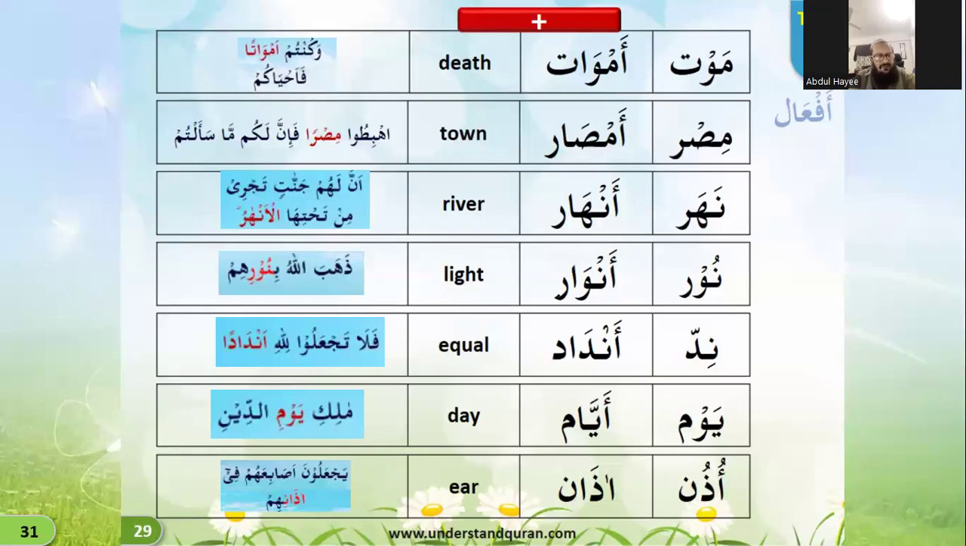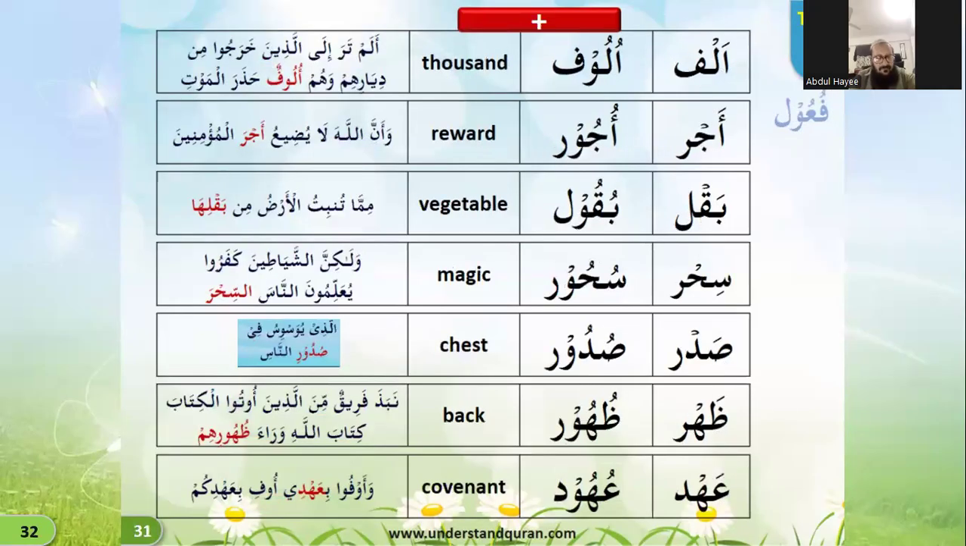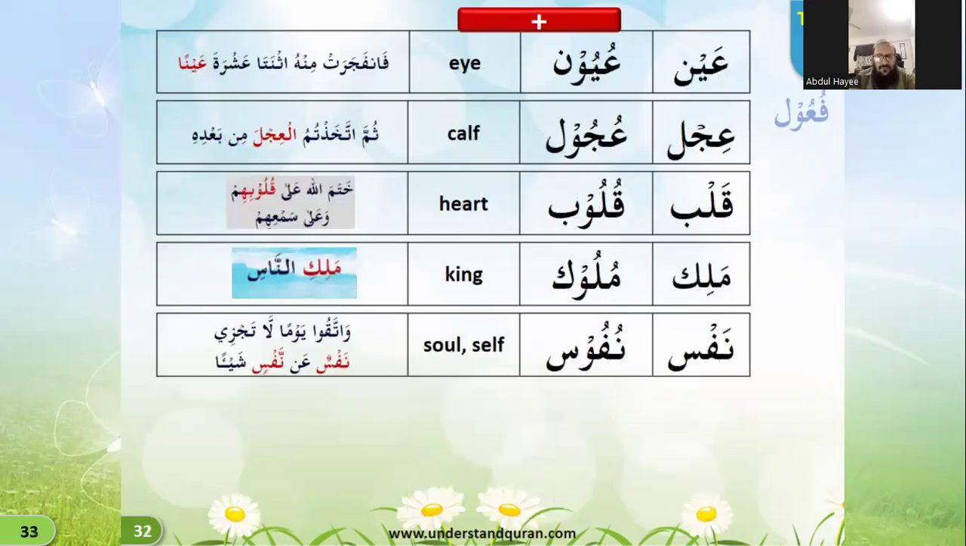The second pattern is if'al, which we studied. Then alf, aloof, ajar, ajur, bakal, bakul, sahar, sahur, sadar, sadur, zahar, zahur, ahad, ahud. And ayun, ijal, ajul, kalb, kalub, malk, maluk, nafs, nafus, and anfus.